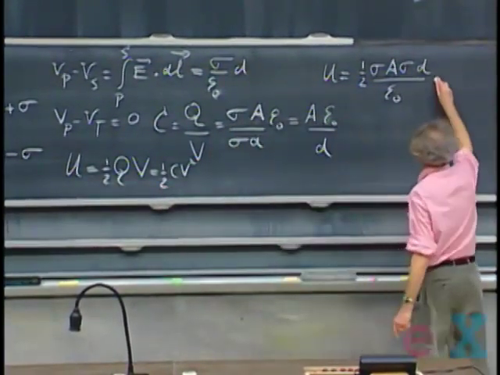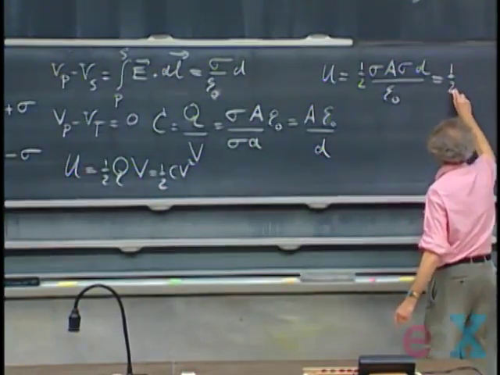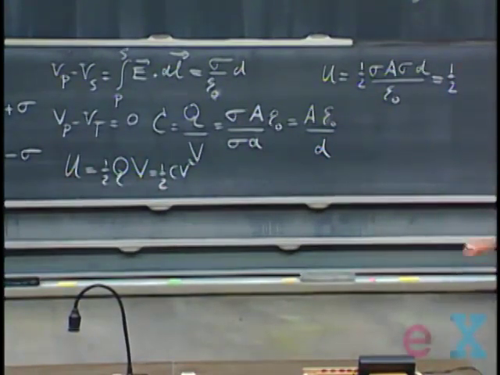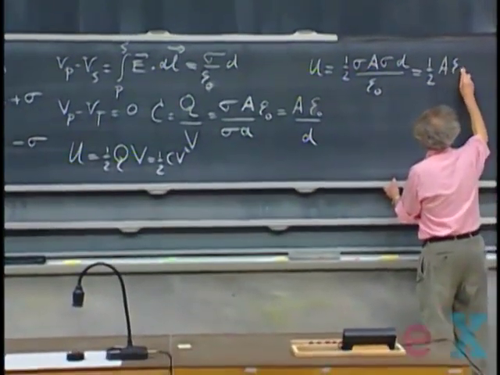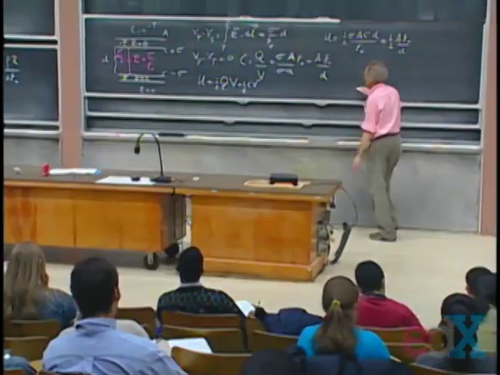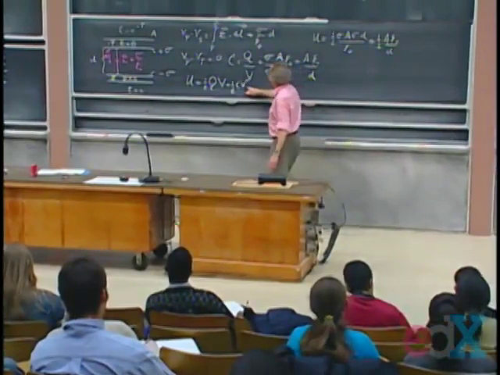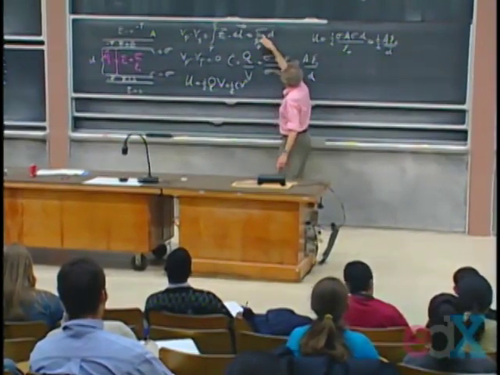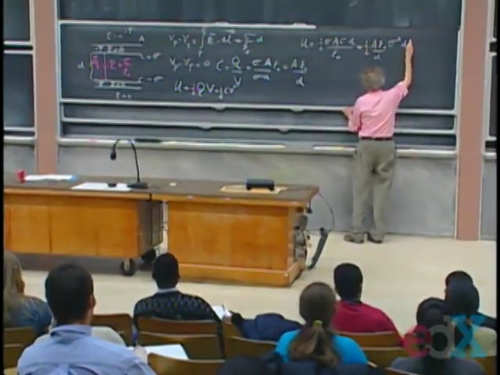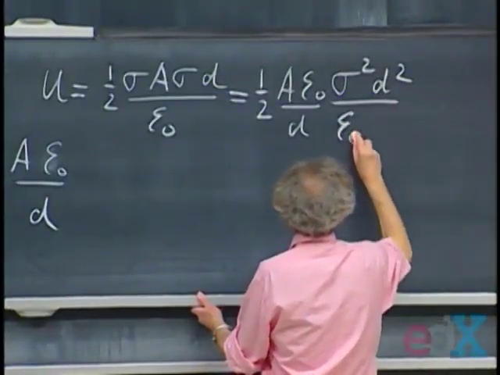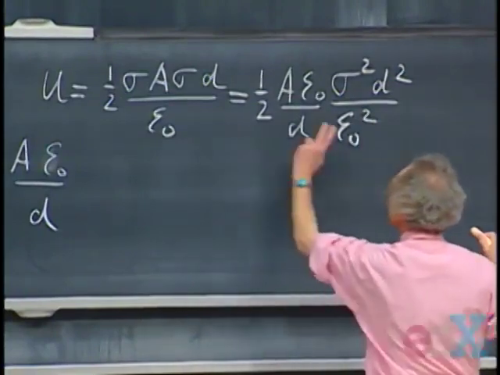And the answer that we find from the other one must, of course, be the same. Let's check that. This is C, so that is A epsilon 0 divided by d. And now I must multiply it by the potential difference squared. So I get a sigma squared, I get a d squared, and I get an epsilon 0 squared. And these two better be the same.